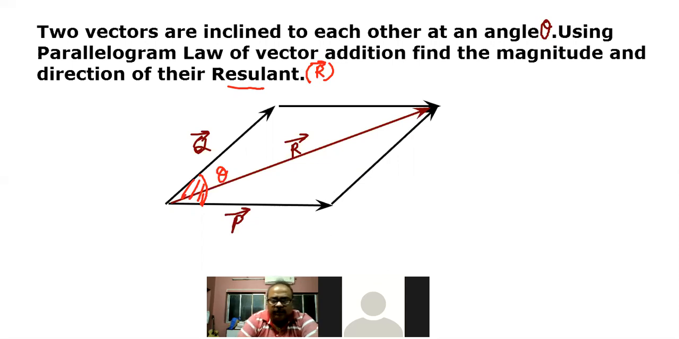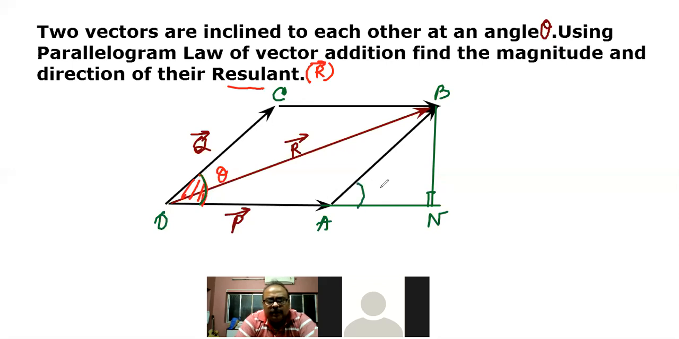So try to understand, children: first of all, I extend it like this, and to this I drop a perpendicular from here. Let me name it so that it will be better for you. This is O, this is A, this is B, and this is C. I drop a perpendicular from B to this OA extended, and name it N. If this is theta, this will also be theta. Why? Because these two angles are corresponding angles. So this is also theta.